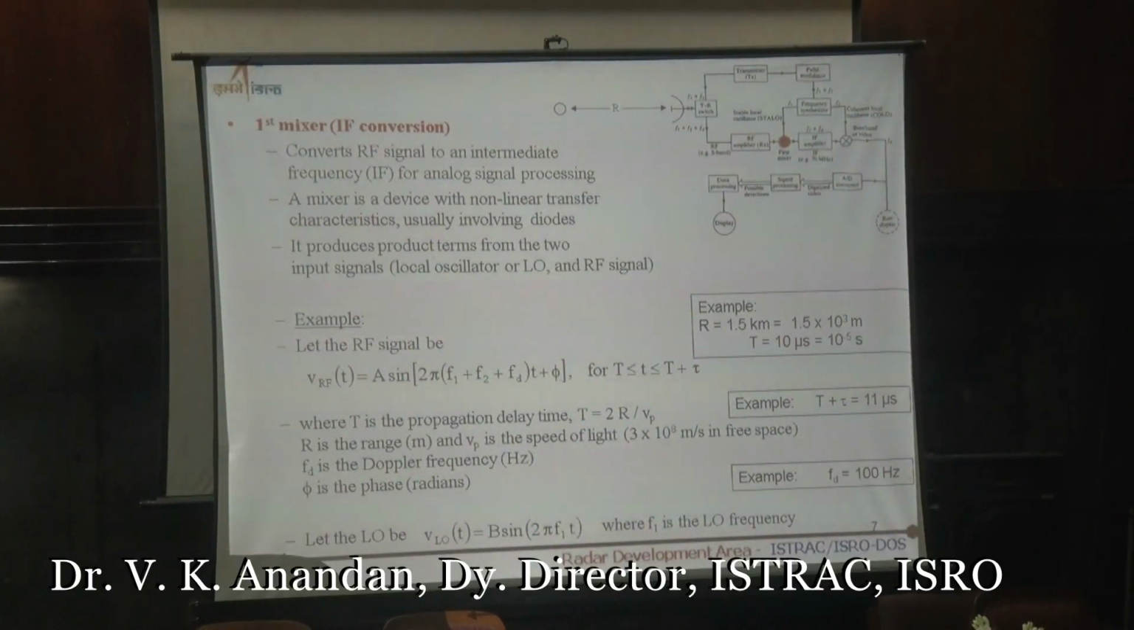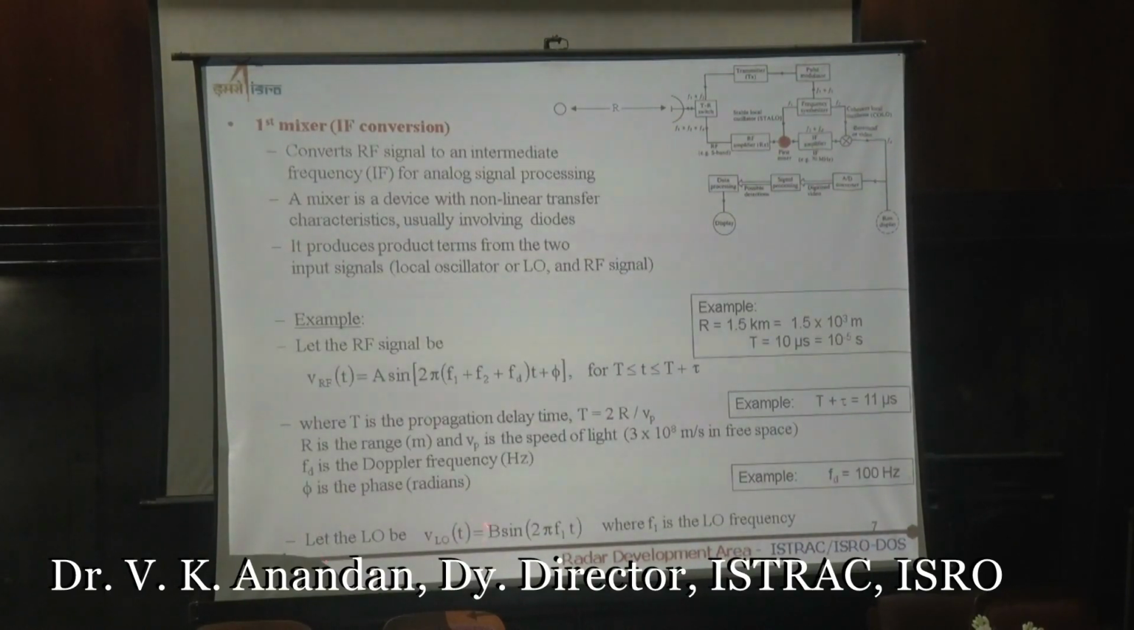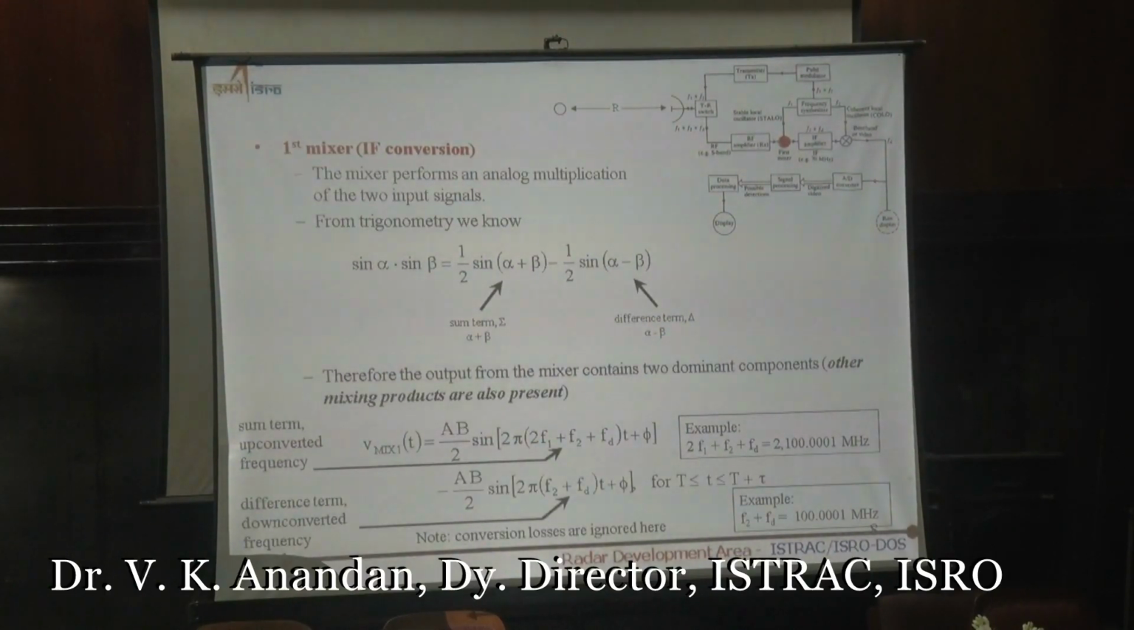When you multiply one signal with another, using simple mathematics, sine alpha times sine beta, which you learned, you can decompose the product into two components. Same here, you are demodulating, bringing the signal into two parts: the higher part has F1 plus F2 plus FD, and the lower part is reduced to F2 plus FD. F2 is the IF signal that was mixed, and FD is the Doppler frequency.